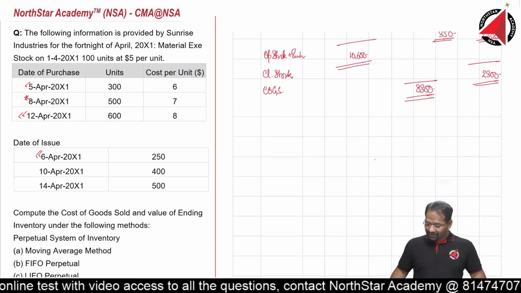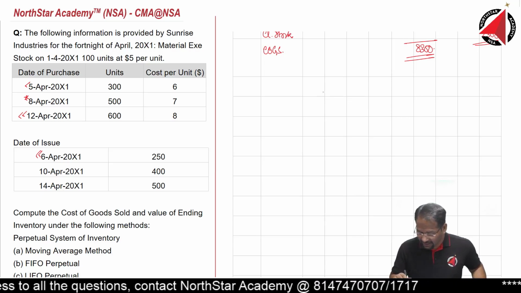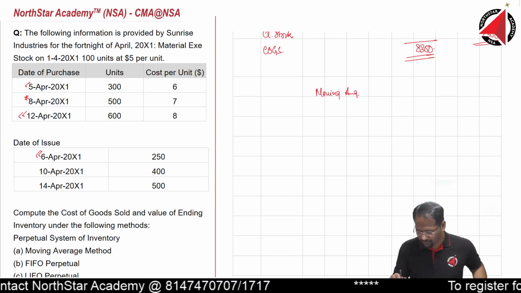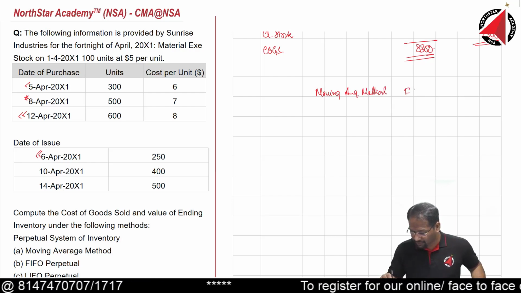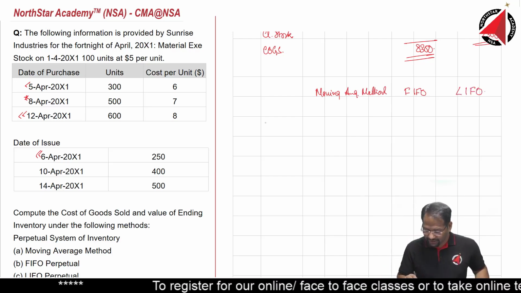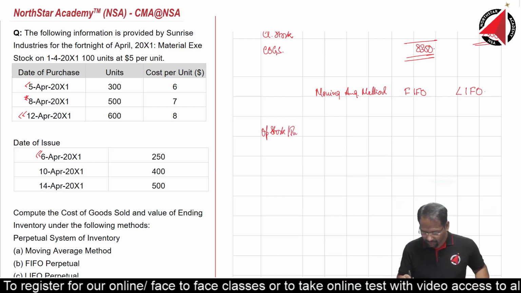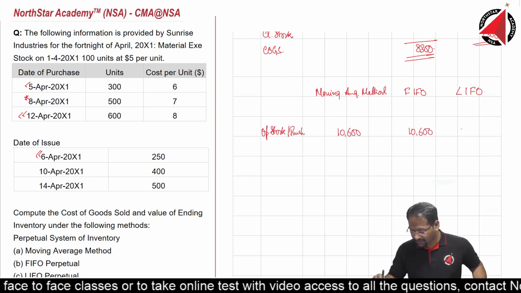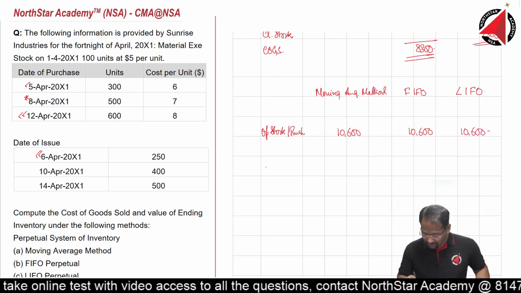All right, let's summarize what all values we have got. So first one, we are going to write weighted average method. Is it? No. Moving average method. Second one is FIFO. And last one is LIFO. Alright. So first we are going to write total opening stock and purchases. In all the three methods it was 10,600, 10,600 and 10,600. Comfortable?